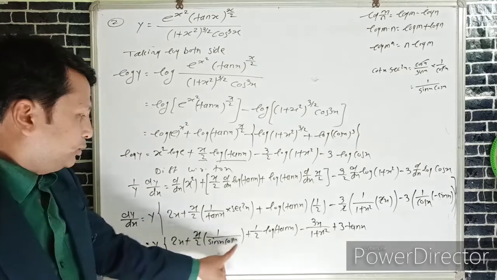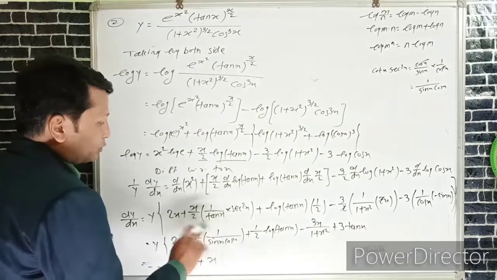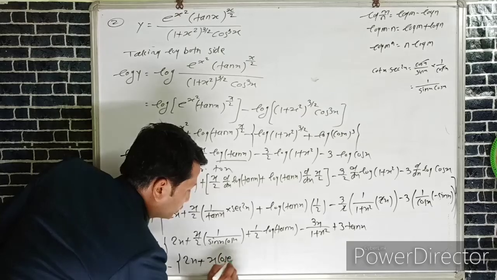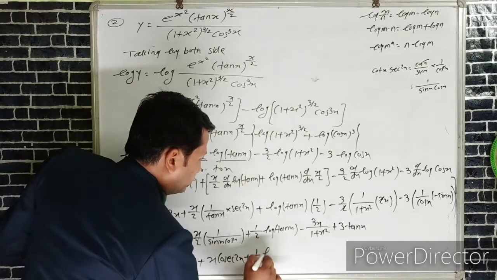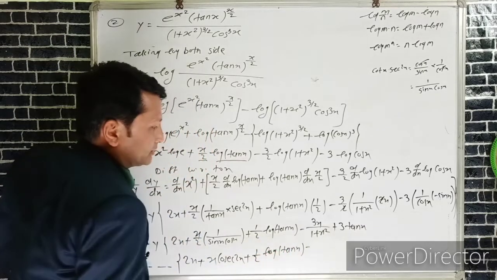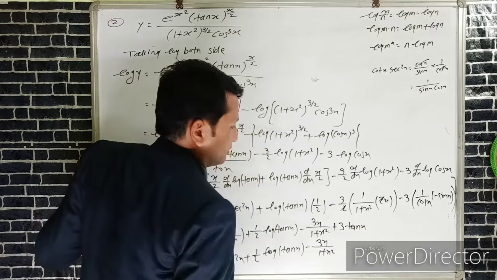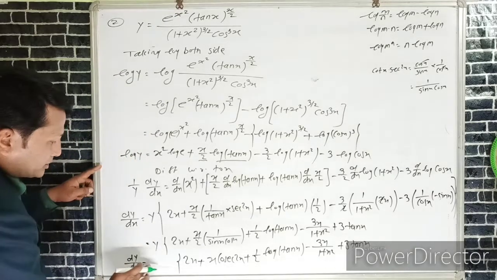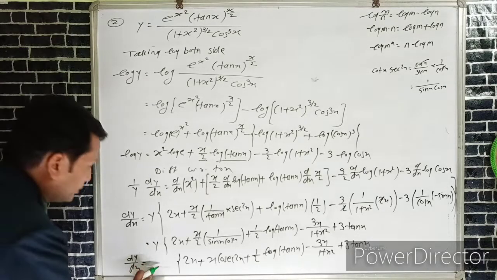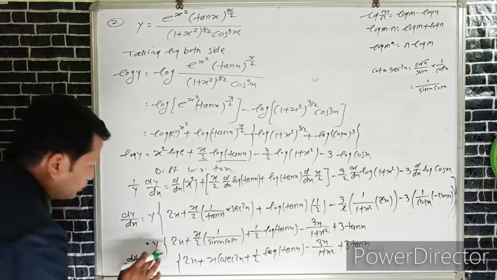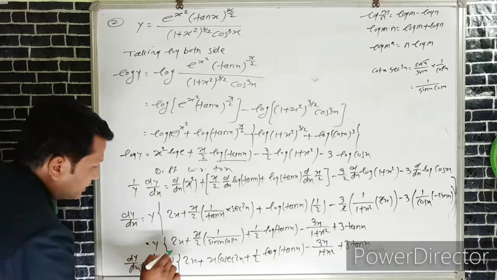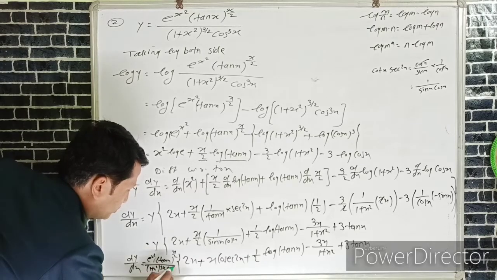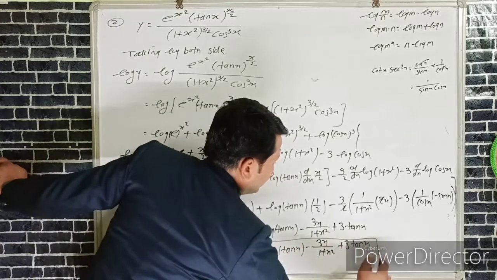We know that 2 sin theta into cos theta is sin 2 theta and 1 upon sin theta means cosec theta. Hence we can write it as 2 sin x into cos x, 1 upon sin 2x, and 1 upon sin 2x is cosec 2x, plus 1 by 2 log of tan x minus 3x upon 1 plus x square plus 3 tan x, which is the required derivative of y, dy upon dx. Here the value of y is e to the power x square into tan of x raised to the power x by 2 upon 1 plus x square raised to the power 3 by 2 into cos cube x.